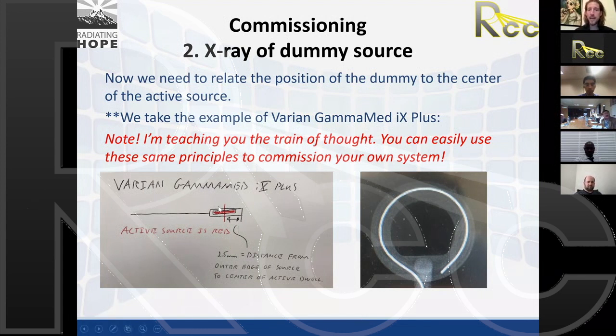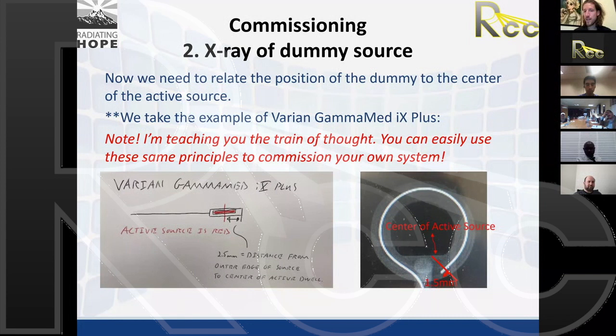So in the Gamma Med IX Plus, here's my dummy wire. The source is connected, welded at the end of the wire. Here's my active source in red. This is encapsulation, and it just so happens in my particular system, from the end of the wire, everything, to the center of the active source is exactly 2.5 millimeters. It'll be slightly different for yours, possibly, but the process is the same. So that being said, on my system, here's 2.5 millimeters from the end of my dummy. This should be the center of the active source, right? No.